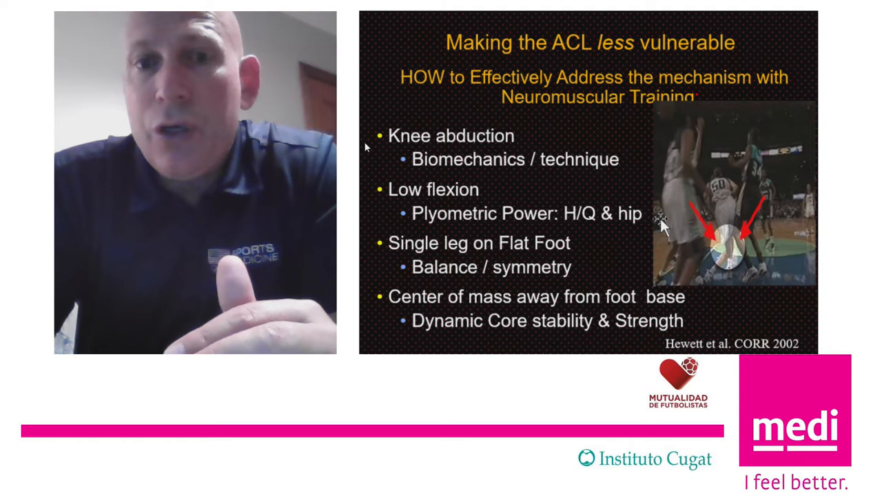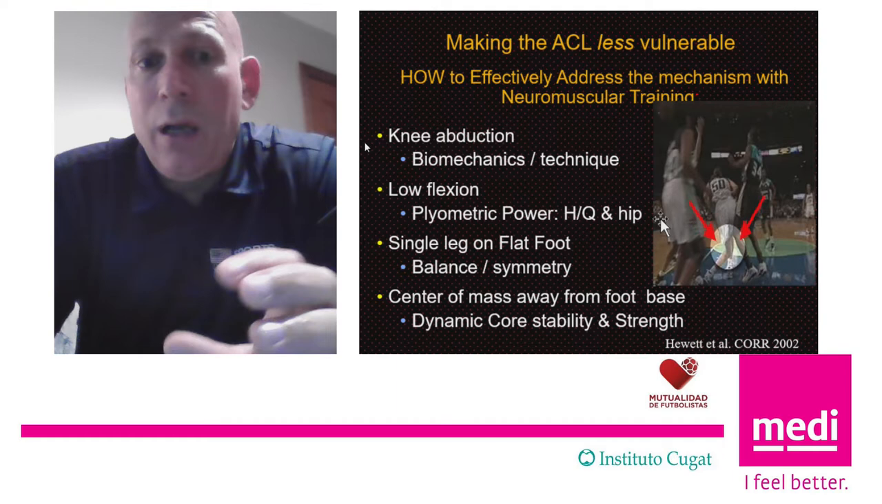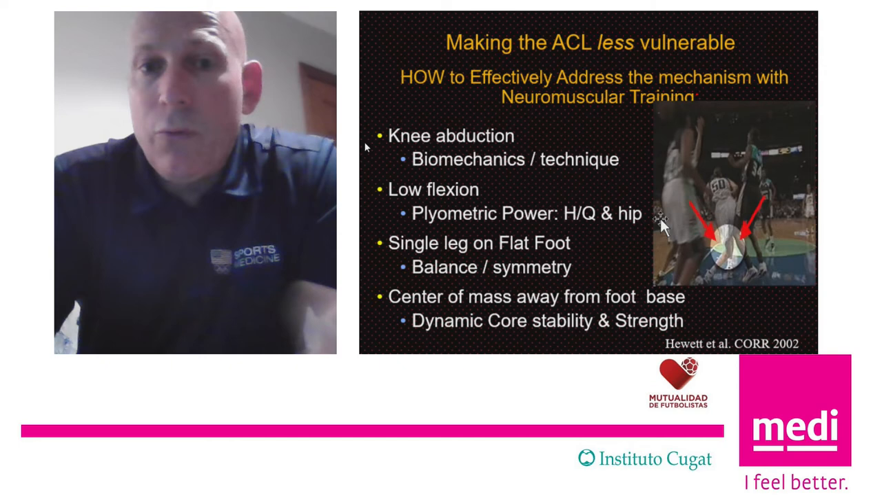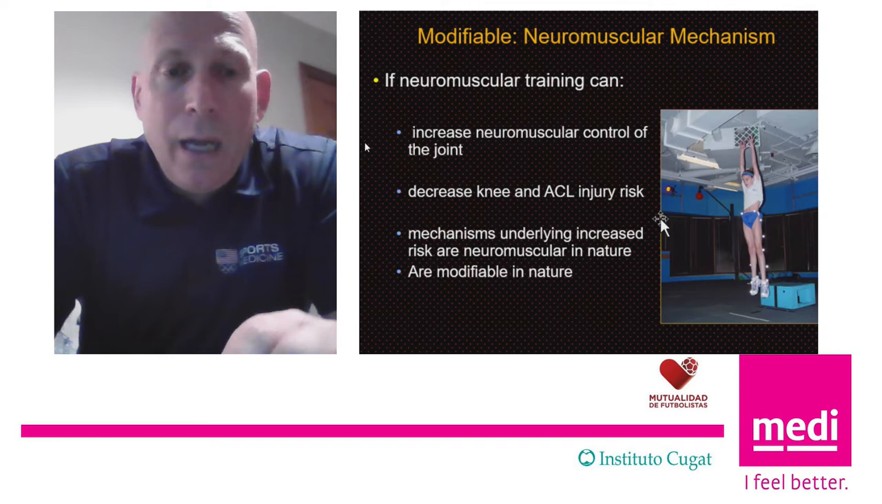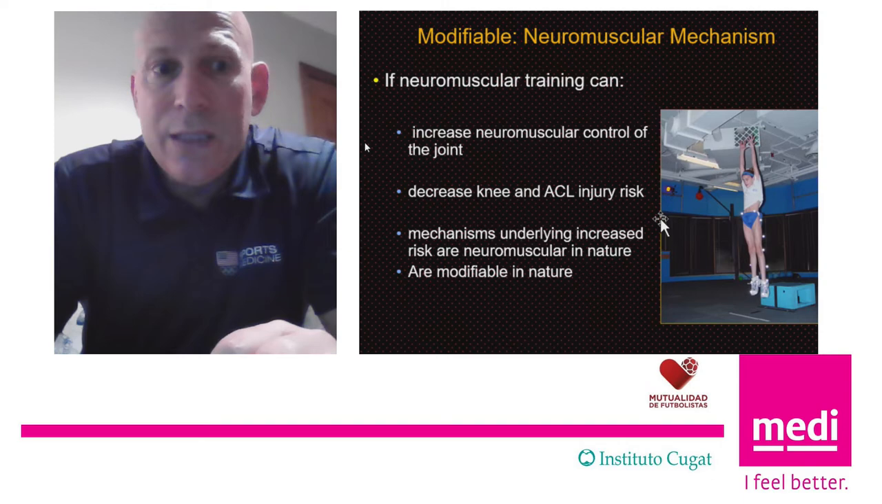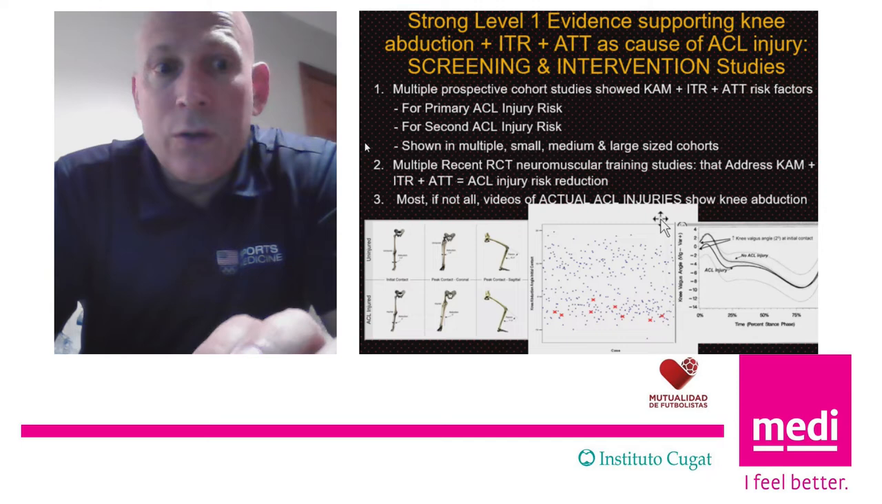Single leg on a flat foot, a lot of balance and symmetry work, using the foot as a rocker to decrease the relative force, and dynamic core and stability training to increase relative control of the trunk. And I'm going to argue if neuromuscular training can increase neuromuscular control of the joint and decrease knee and ACL risk, these mechanisms are neuromuscular in nature, which means they are modifiable. So again, there's overwhelming evidence for the triplanar injury.